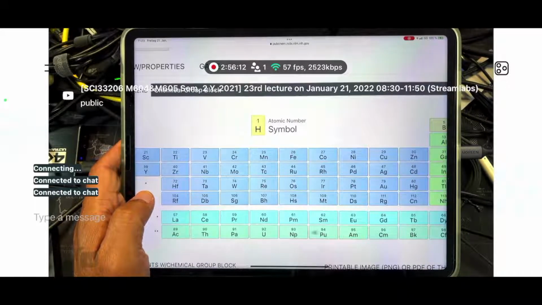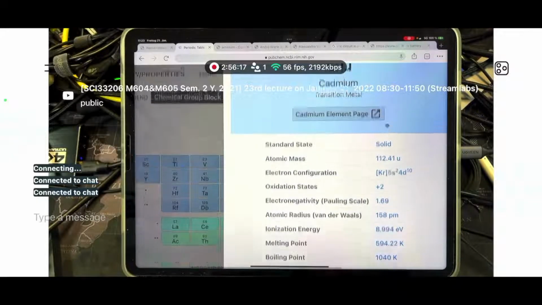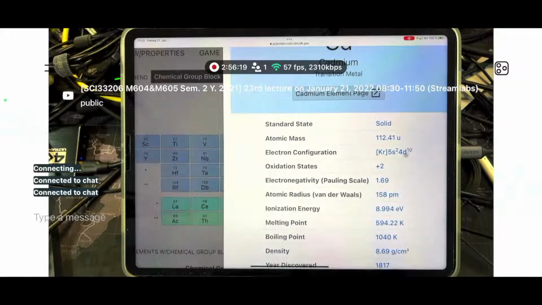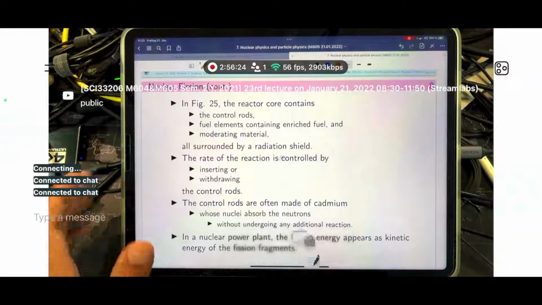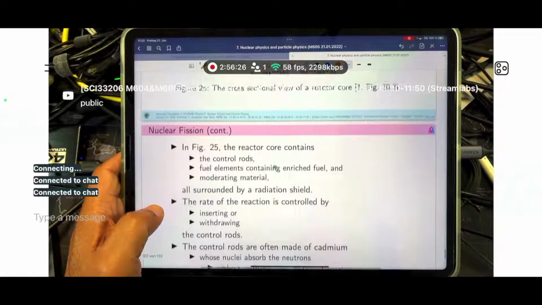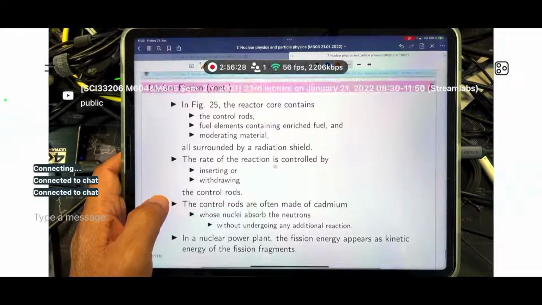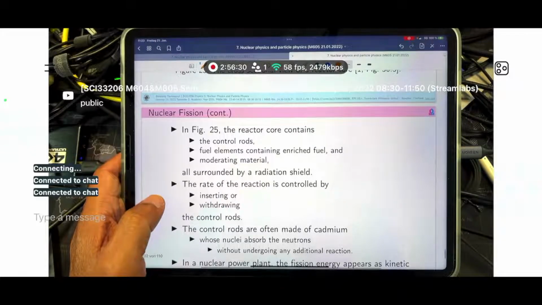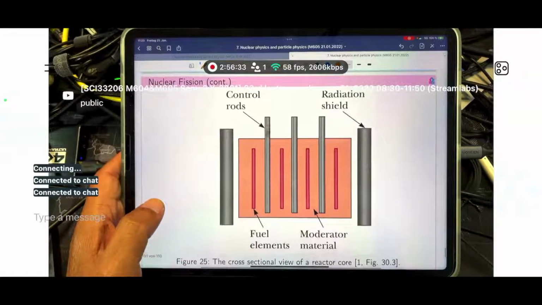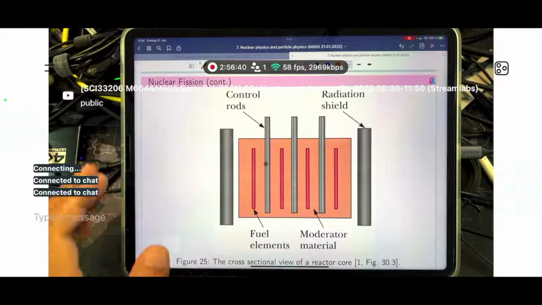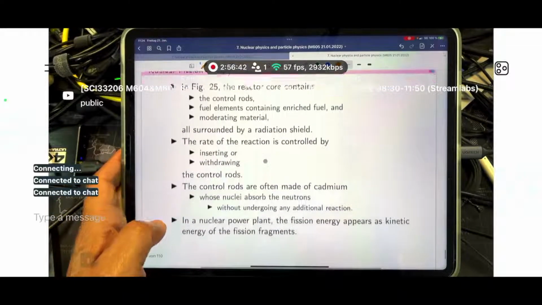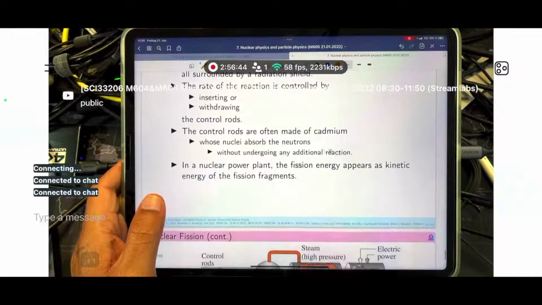Where is cadmium? There, D here, okay, cadmium. Cadmium is a transition metal. We use cadmium in this application, for the control rod. The gray one here is usually made of cadmium, and the nucleus of the cadmium can absorb the neutron without any additional reaction.